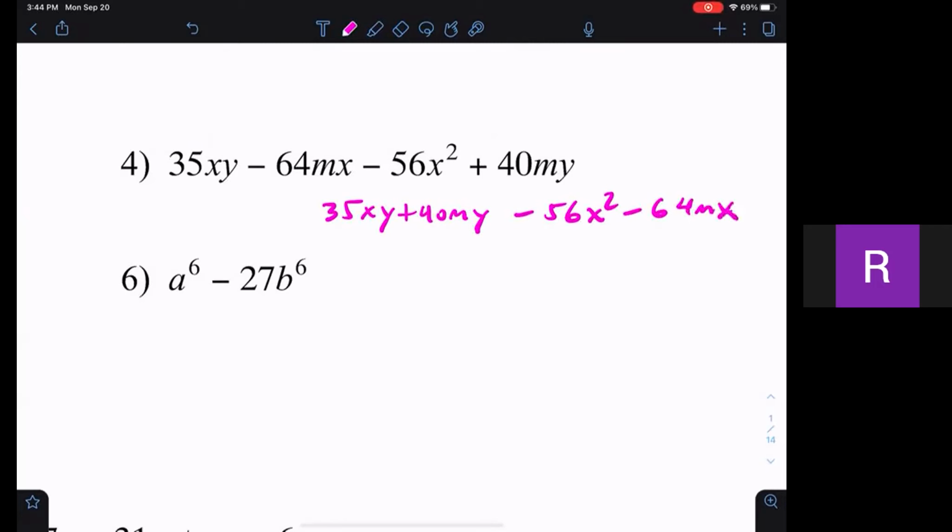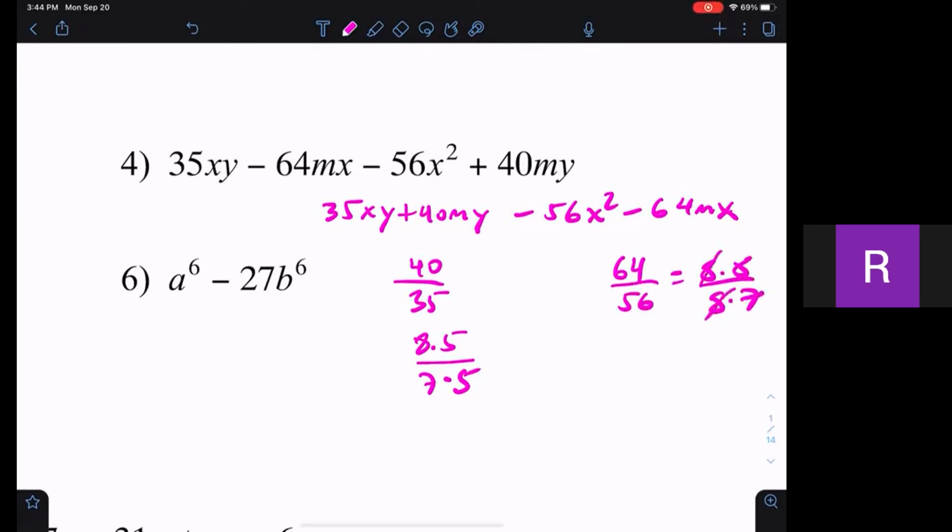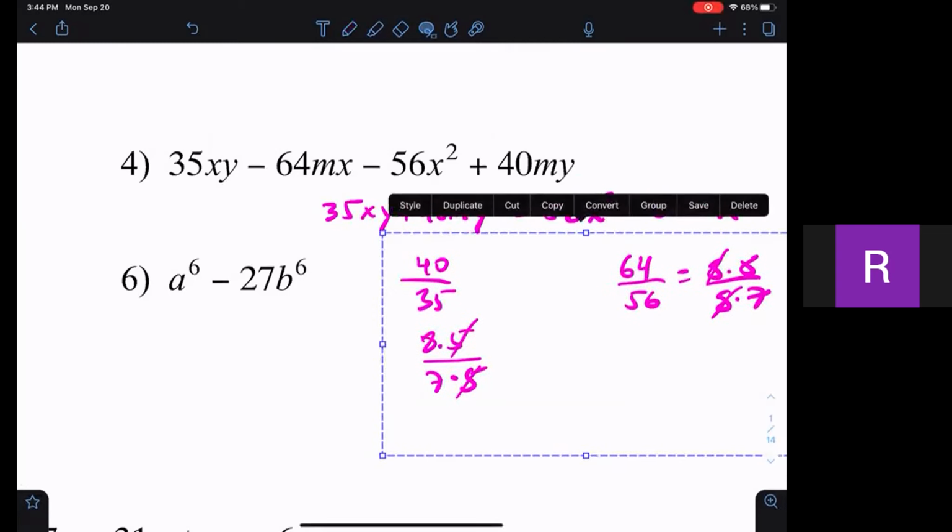Okay, now it's going to work out. Let's check. 8 times 5 is 40, right? Or you can put 40 over 35: 8 times 5, 7 times 5. This one is 64 over 56: 8 times 8, 8 times 7. So 8 sevens, 8 7. So this works. So let's do factoring by grouping now.